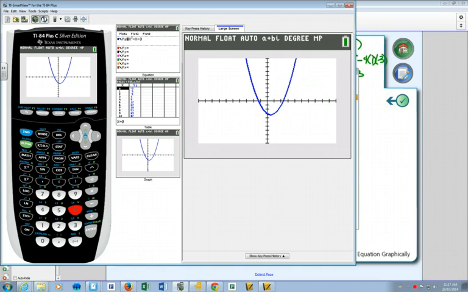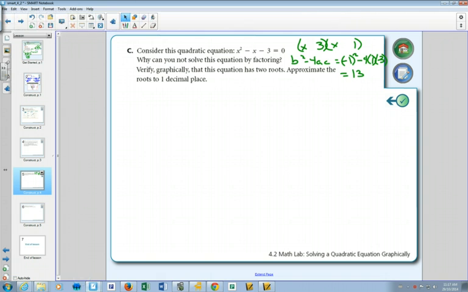According to your graph, can you see that there are two x-intercepts? Yes. So with your two x-intercepts, you know that there should be two solutions. We already knew that as well from the fact that our discriminant is a positive number. If our discriminant's a positive number, we would know that there are two roots to this equation.